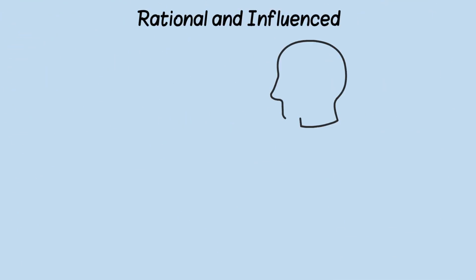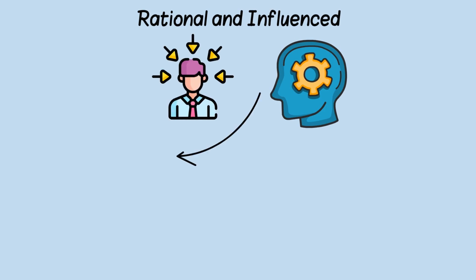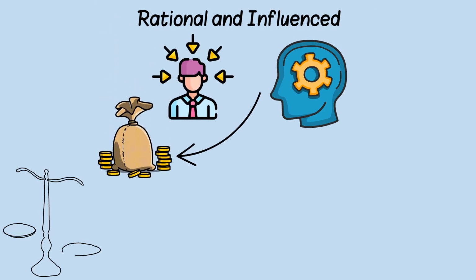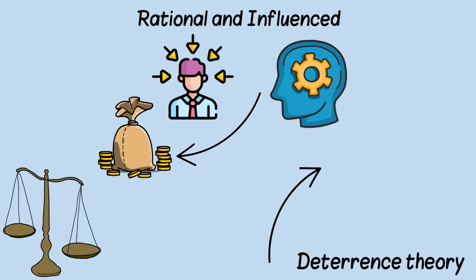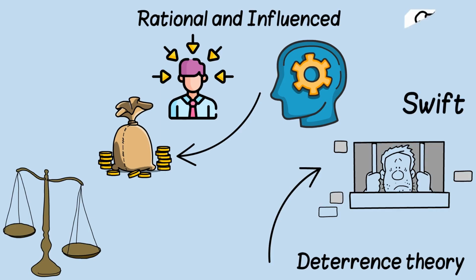The theory is grounded in the notion that human behavior is rational and influenced by a cost-benefit analysis, meaning individuals weigh their actions' potential consequences before committing a crime. Deterrence theory suggests that punishment must be specific, swift, and proportionate to the offense to prevent crime effectively.